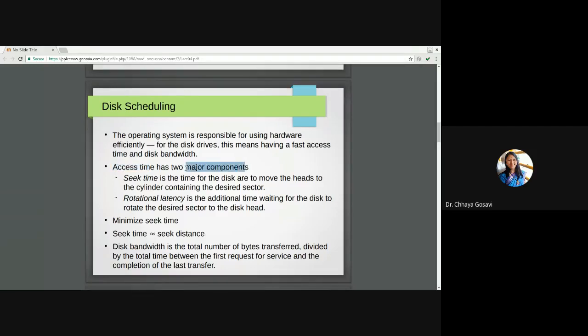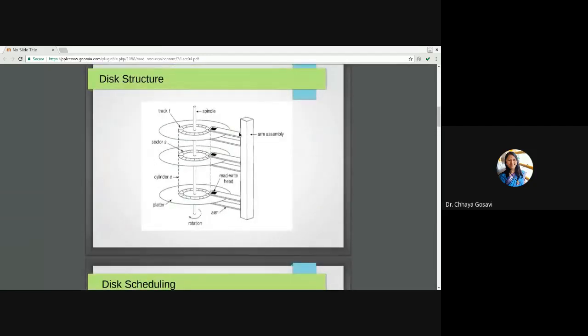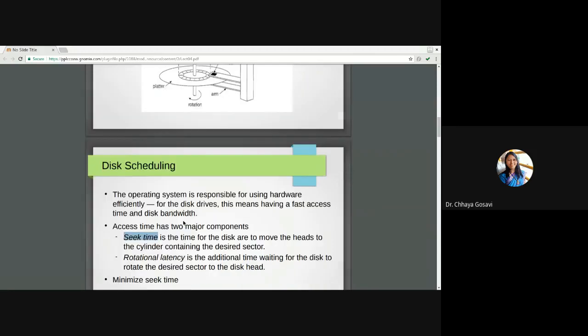It has two major components. The first one is seek time. Seek time is the time for the disk to move the head to the cylinder containing the desired sector. If you want to read particular data, it is the time required to move to the particular track, and to rotate the platter to get that particular sector under the read-write head. So this is called seek time. Seek time is to find the particular sector where we want to read the data.